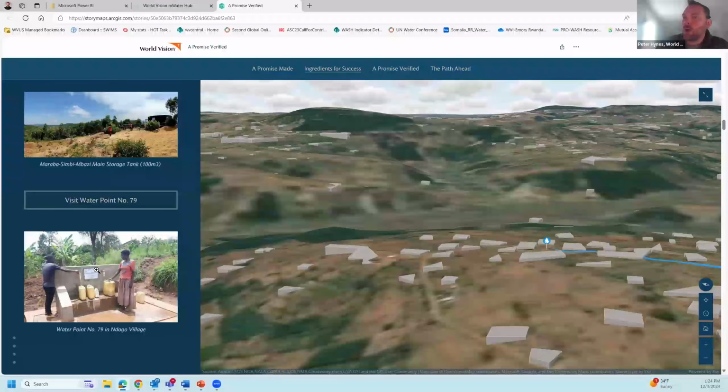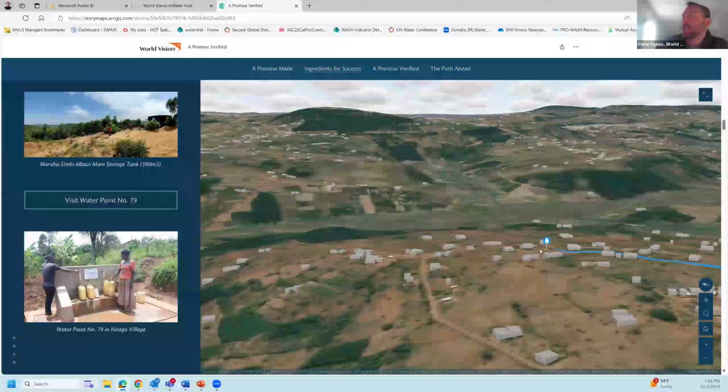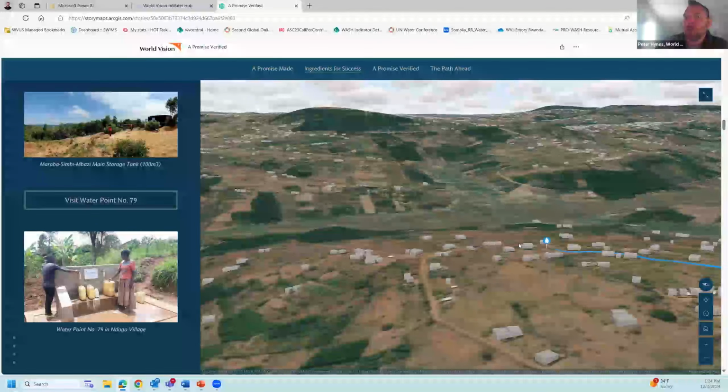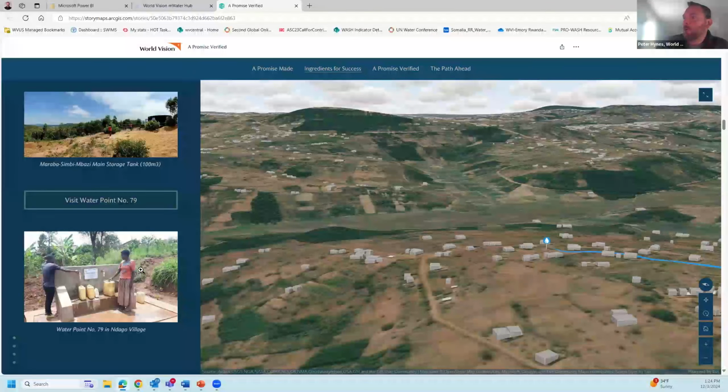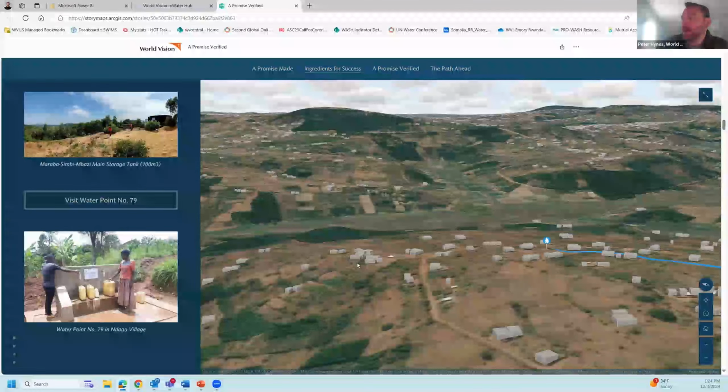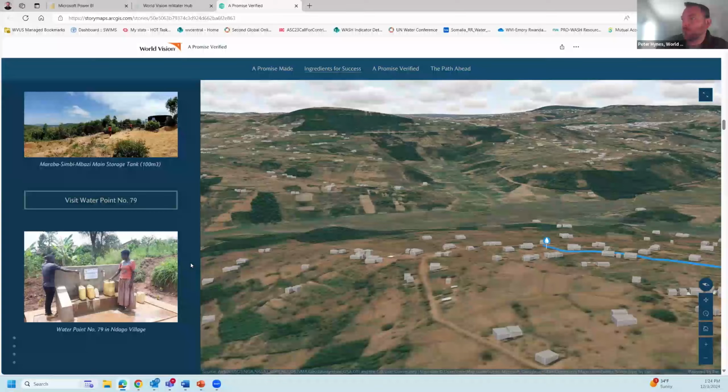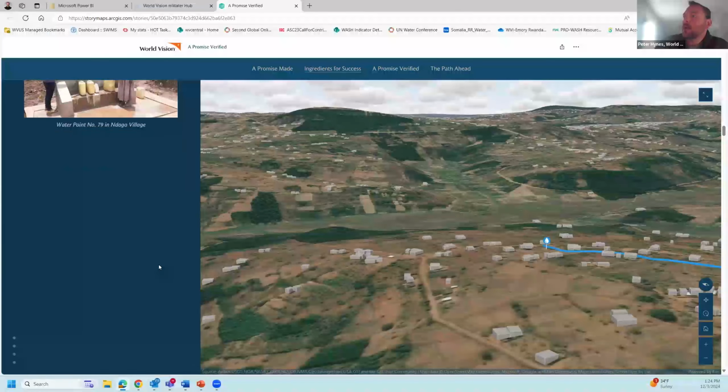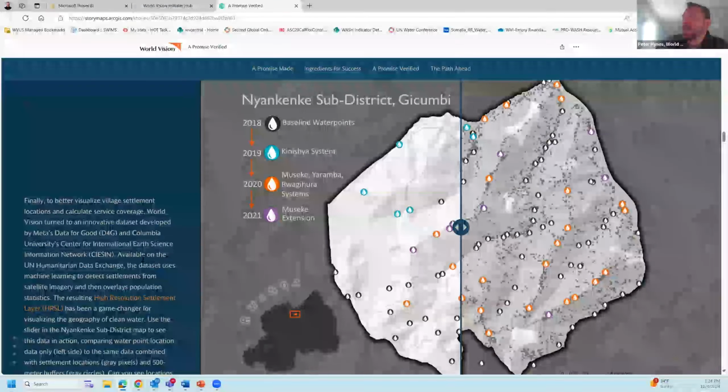We do have pictures for all the water points. We did take them off of this just for privacy reasons, but we did get permission for this photo here from those that were in it and put it as a representative picture for the different water points. And so I think it's helpful.